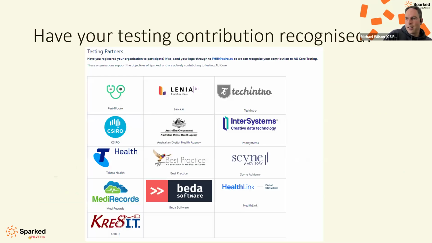The other thing is we really appreciate the effort and the resources people are putting into AU Core and coming to these testing events and exercising AU Core. So we want to make sure that's recognized. On the testing page, we have our testing partners, those that have contributed to testing AU Core, and we're more than happy to put your logo up there. If your logo is not up there and you'd like it to be, just send an email to fire@ciro.au and we'll get that up there, because we absolutely want to acknowledge the huge contribution you're all making to the development of AU Core.